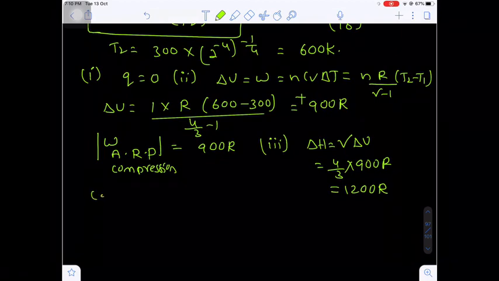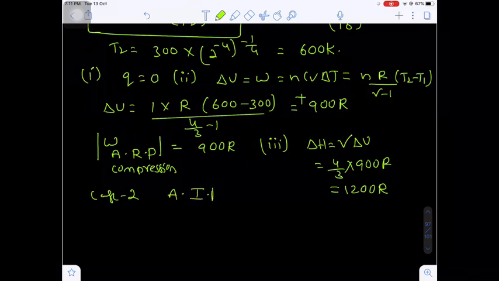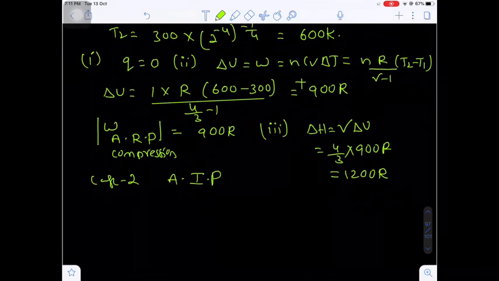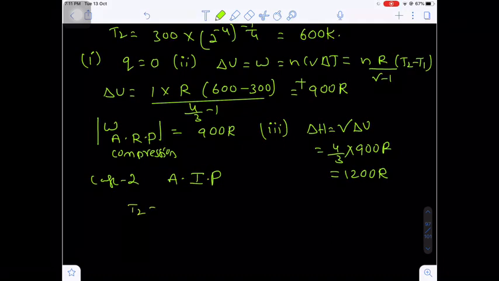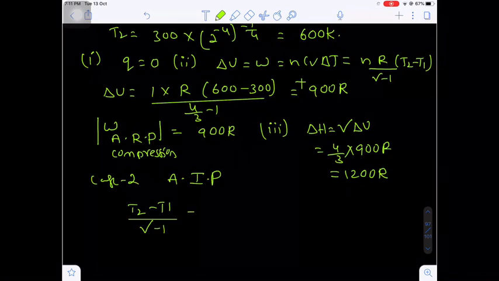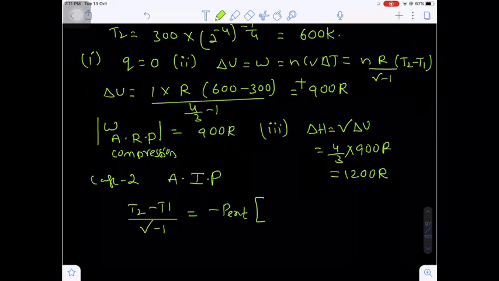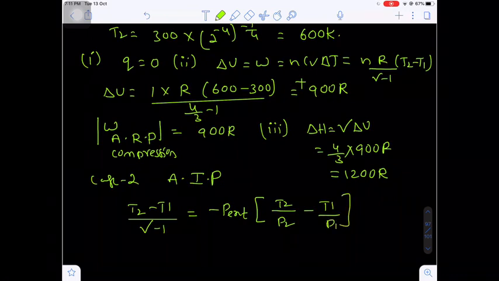Okay. Now the case 2, that is to be calculated, the adiabatic irreversible process. Now again what is the formula? T2 minus T1 whole divided by gamma minus 1 equals minus P external into T2 by P2 minus T1 by P1. Same formula as in the previous question. Which formula have I used? Same formula here also.